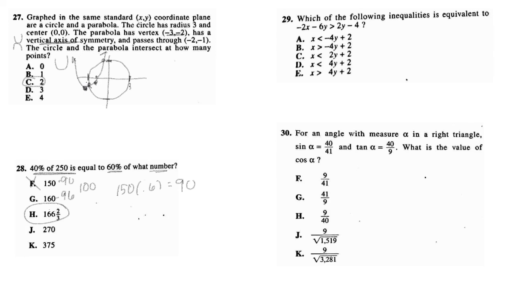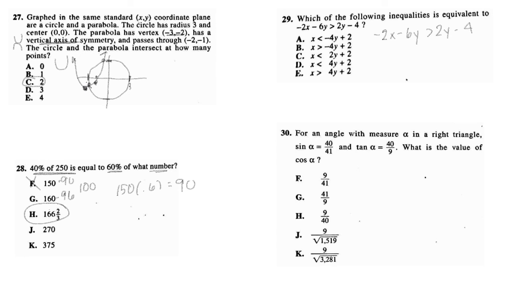Okay, let's move on to 29. And 29, which of the following inequalities is equivalent to? And notice they solved for x. So let's solve that bad boy for x. The biggest thing with inequalities that we need to remember is if we multiply or divide by a negative, our inequality has to change directions. And that's usually where students miss this.